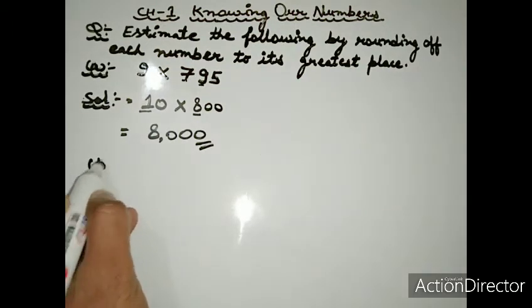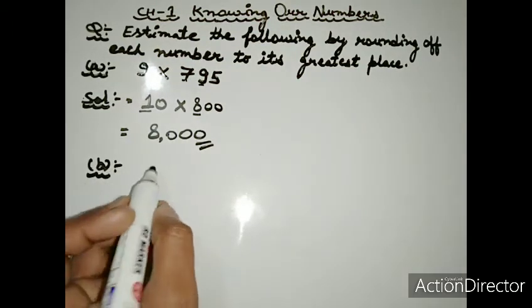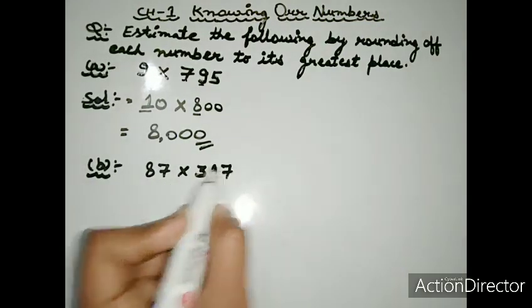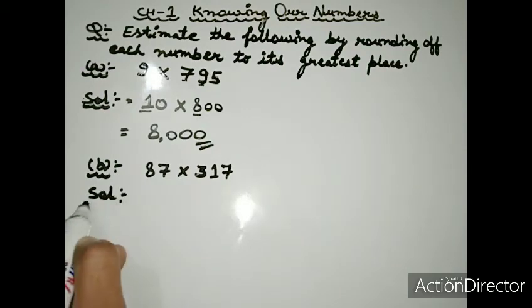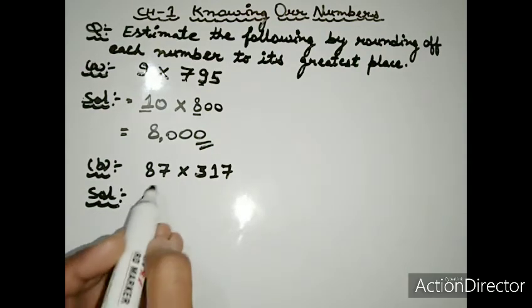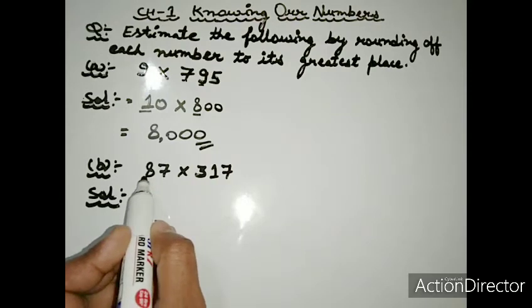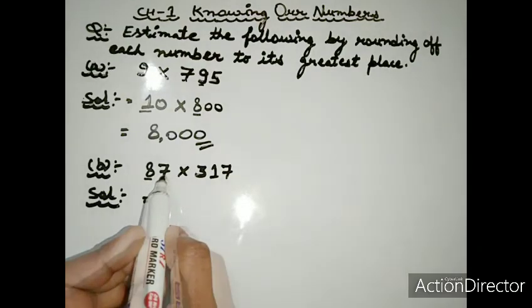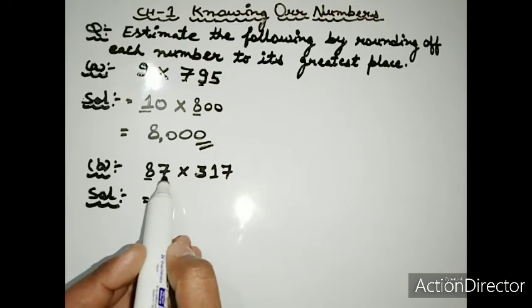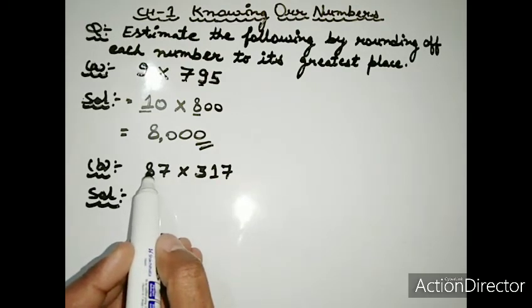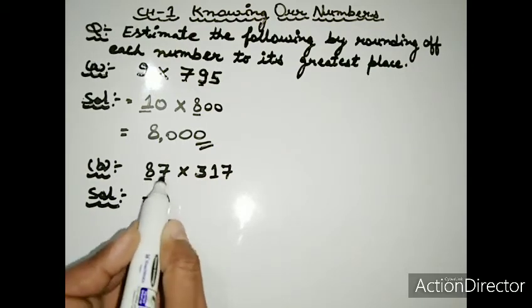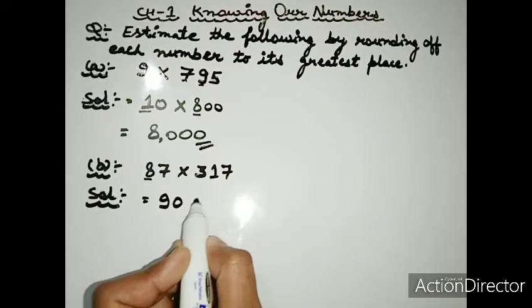Now the next part of this question. 87 multiply by 317. Now here we first round these two numbers, 87. So the required place is 10 here and the digit in the 10 place is 8. On the right hand side of the required place is 7. 7 is greater as compared to 5. So here we increase and add 1 with the required place, meaning 8 plus 1, 9 here, and the other digit is replaced by 0.